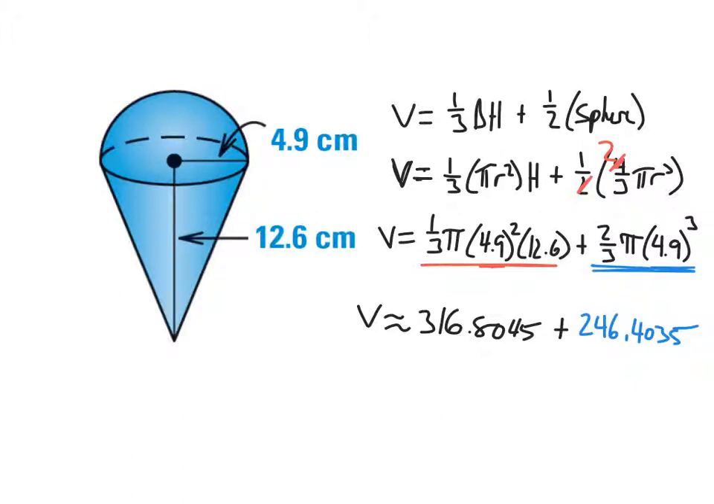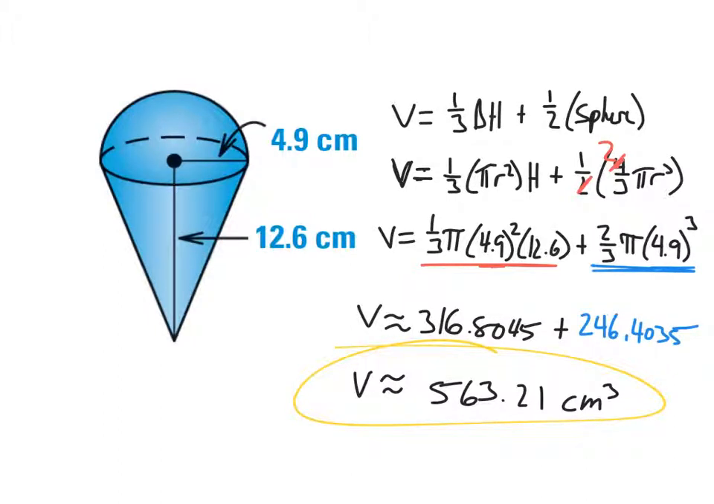And so our last step is to do that addition. So 316.8045 plus 246.4035. Our volume is approximately 563.21 cubic centimeters. Questions?